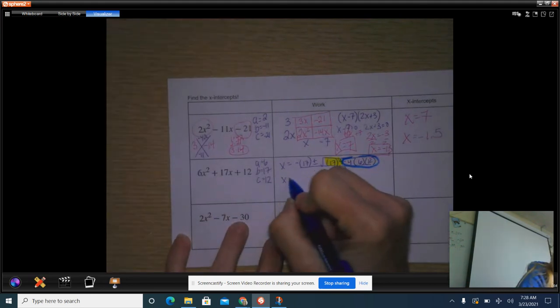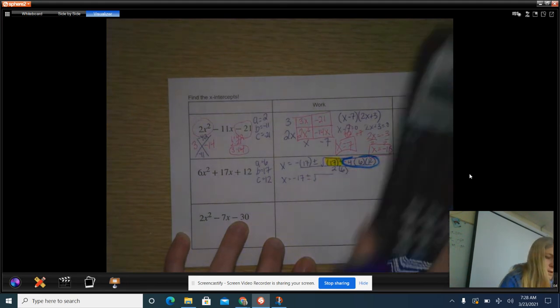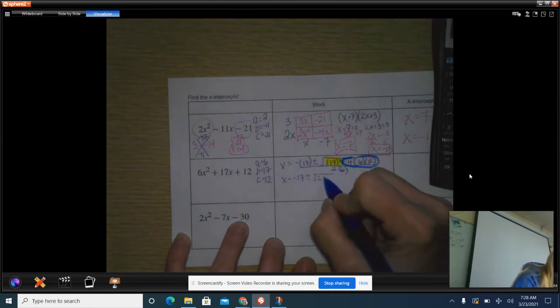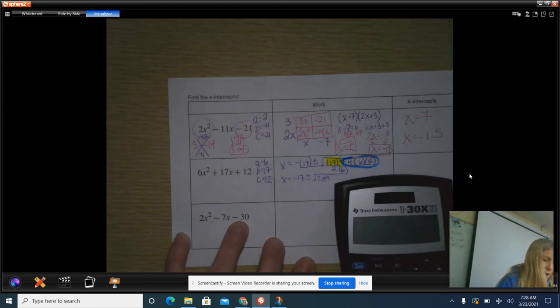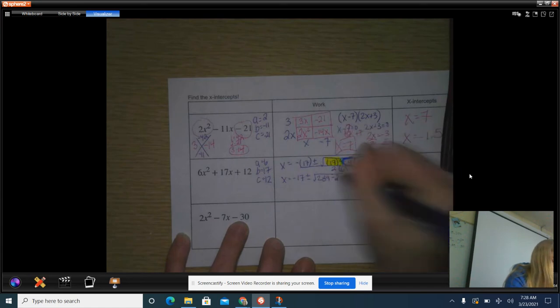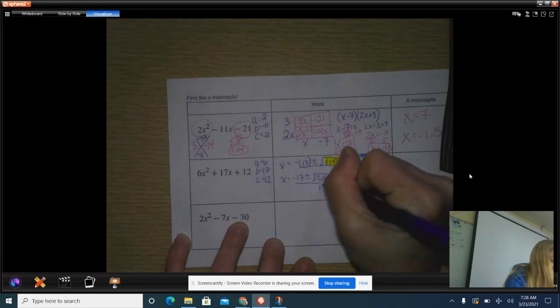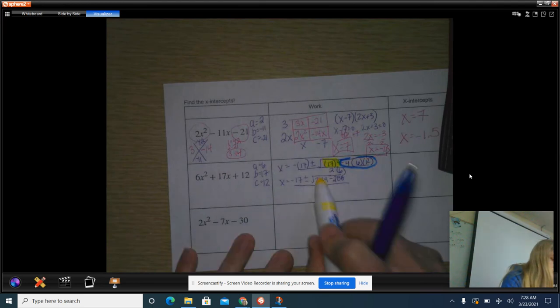So I have x is equal to negative 17 plus or minus the square root. 17 squared, remember we always put parentheses around this first number, will always be positive, is 289. And then our second problem is multiplying those three together. So I have a negative 4 times 6 times 12, and that's minus 288, all divided by 2 times 6 is 12.